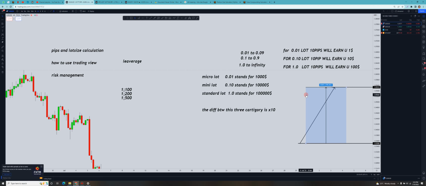How much you deposit is not really determining how much you are making. It's how much you invested on a particular trade. That's what people don't know. So what I'm explaining is like the back end. A lot of people don't know this in trading forex.